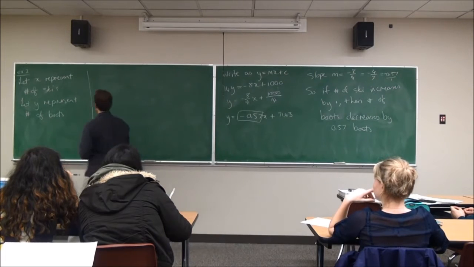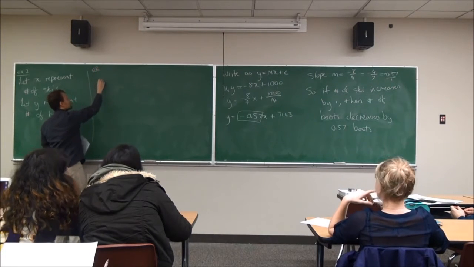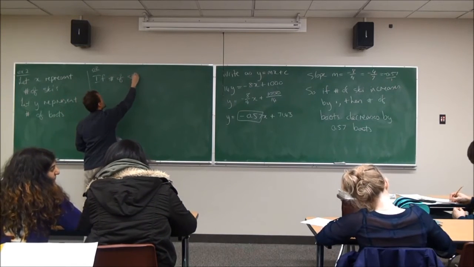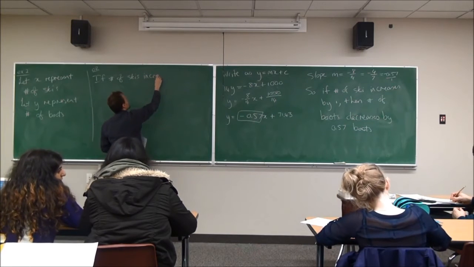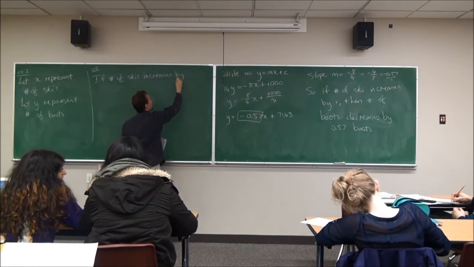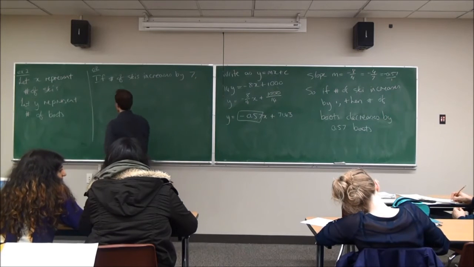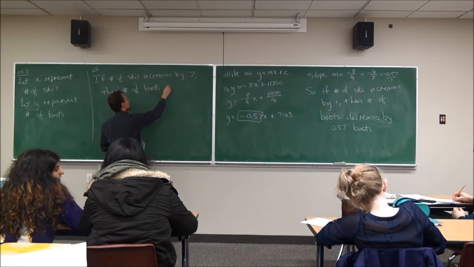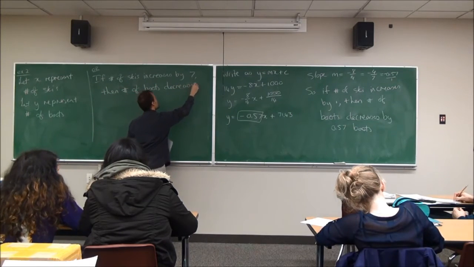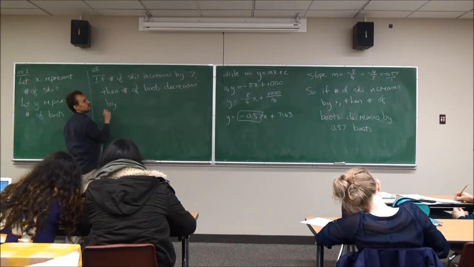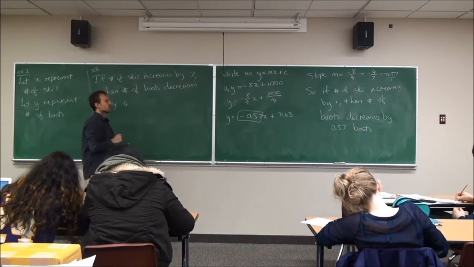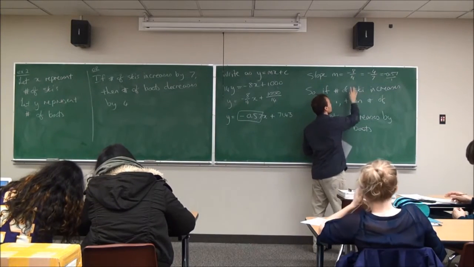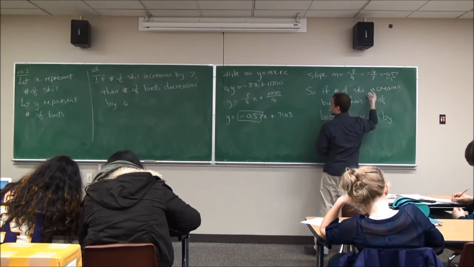So there's nothing wrong with that sentence. Or we could say, if the number of skis increases by 7, then the number of boots decreases by 4. So using the fraction form, even if you say an increase of 7 goes with a decrease of 8, doesn't matter. Using this one, the sentences are the same.